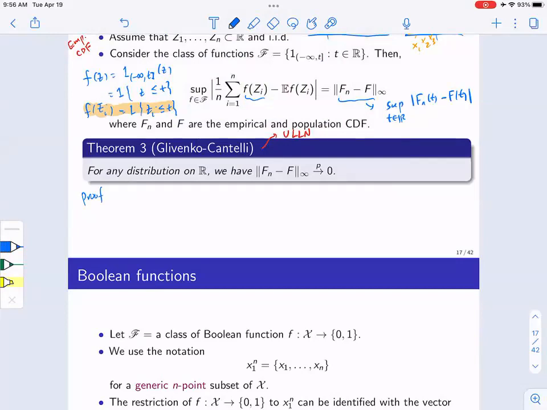Let's say for a fixed t in R, can I get a probabilistic bound on the average over i from 1 to n of the indicator Z_i less than or equal to t, minus the expectation of the indicator Z_1 less than or equal to t? The probability that this is bigger than, let's say, u, is less than what?